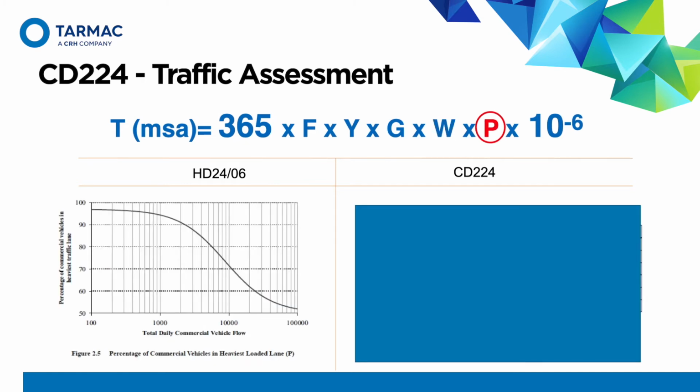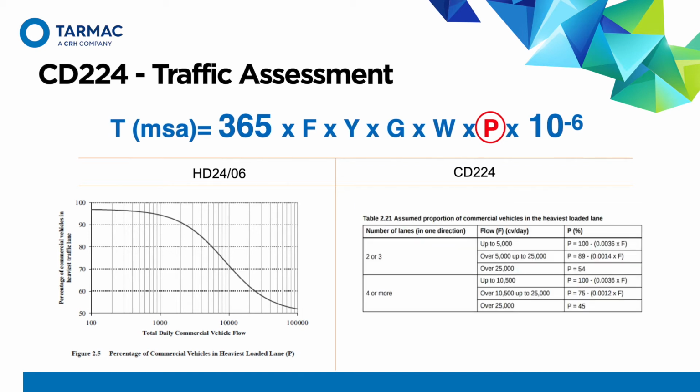Finally, P, which is the percentage of commercial vehicles in the heaviest lane. Previously in the HD24/06, it was determined based on the flow of commercial vehicles per day given by a figure. Now it is calculated based on the flow and the number of lanes. So based on a calculation, you can get this number. Also, there is an inclusion of a 4 or more lanes category for the calculation of P, the percentage of commercial vehicles in the heaviest loaded lane.